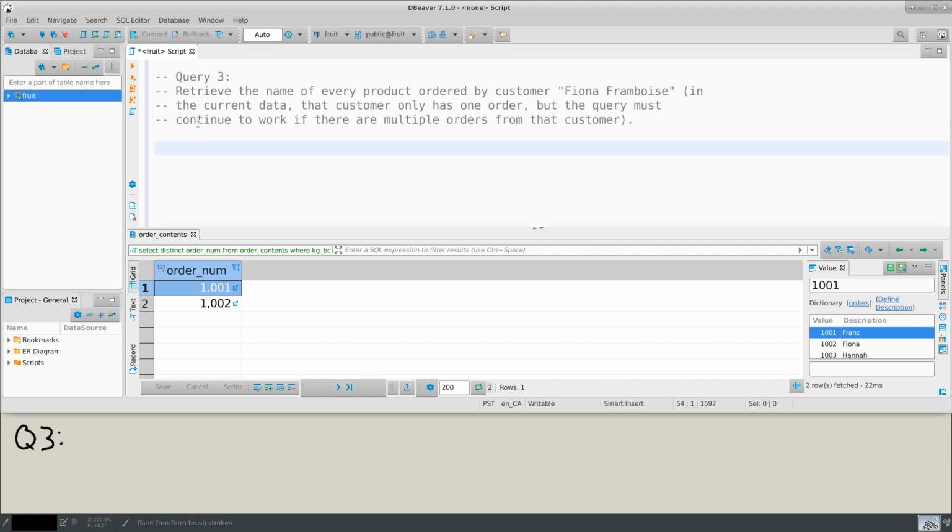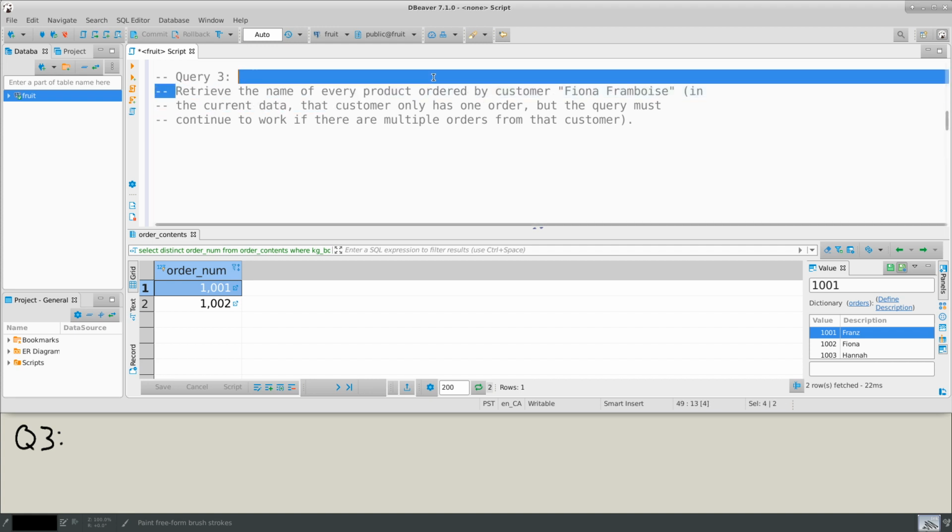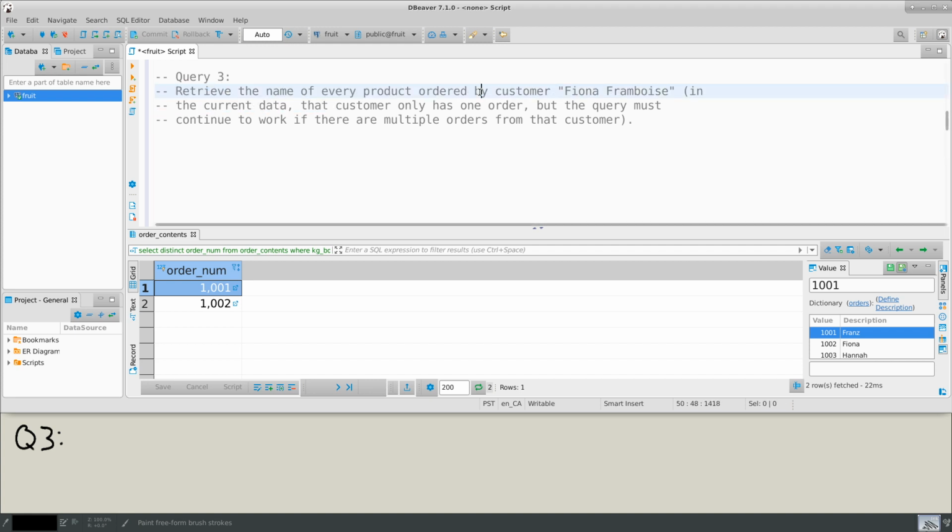I should also add that in this context, I'm going to interpret this to mean that each name should appear only once. So retrieve the name of every product ordered by this customer. I would interpret that to mean I just want the names of all the products. I don't want to see the name Lime 10 times. I think I actually might make a modification when I post that. That is something on an exam or an assignment you would be free to ask for a clarification there.